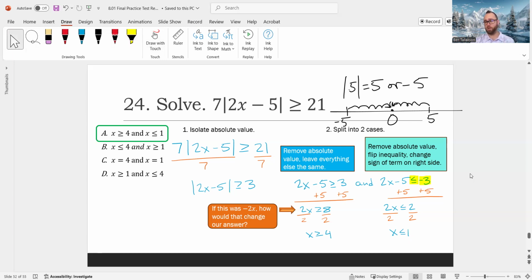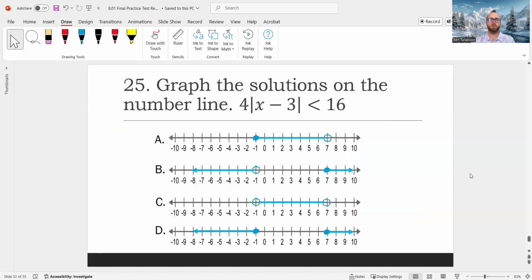Last problem, here we go. You weren't asked to graph on 24, but you are on 25. So it's solved the same way, but then you want to graph it. And interestingly enough, you could actually get the right answer for this problem without even solving or doing any work. We are going to do work, but do you see how you could do that?